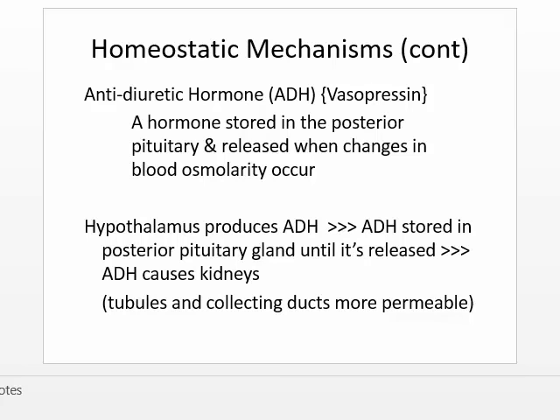You next have the antidiuretic hormone, ADH, also known as vasopressin. This is a hormone that is stored in the posterior pituitary and released when changes in blood osmolarity occur. So what happens is the hypothalamus produces ADH. ADH is then stored in the posterior pituitary gland until it is released, and then the ADH causes the kidneys to retain water. By doing this, they're causing the tubules and collecting ducts to be more permeable and to reabsorb water.